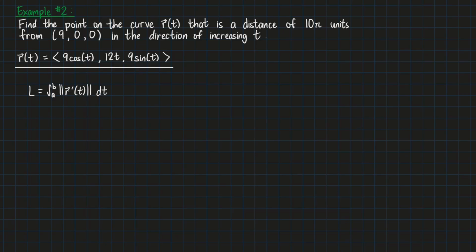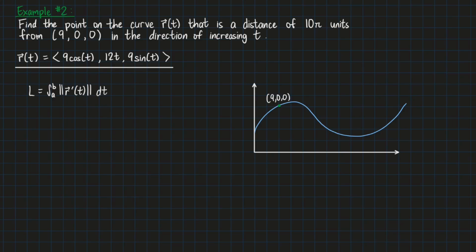We're not trying to find the arc length in this case. We're trying to find a point. You don't need to draw anything to solve this problem, but I'm going to draw an arbitrary curve to label for reference. Let's say this is our curve. We're given a point (9, 0, 0), and let's say that the points go to the right as we increase the t values. If we travel in the direction of increasing t values for 10 pi units, let's say that this is 10 pi units, we want to know what the point is right here.